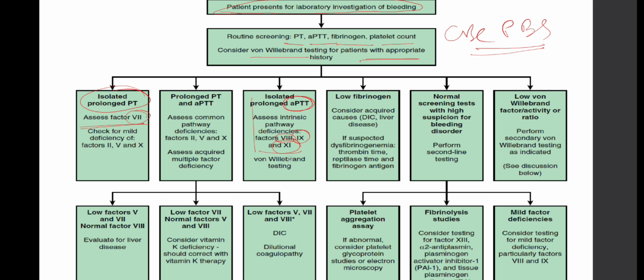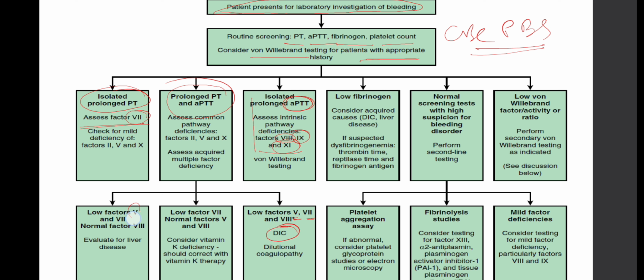So we have to do the factor assay, and if the PT and APTT are both increased, that means there may be a problem in the common pathway. In the common pathway, there may be a problem either due to DIC or some common pathway factor deficiency. Then we have to do the factor assessment. If all the factors are decreased, that means factor 5, factor 7, factor 8, factor 10, 12 are decreased, then it is DIC.